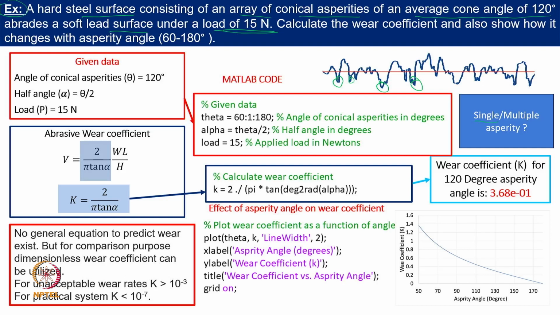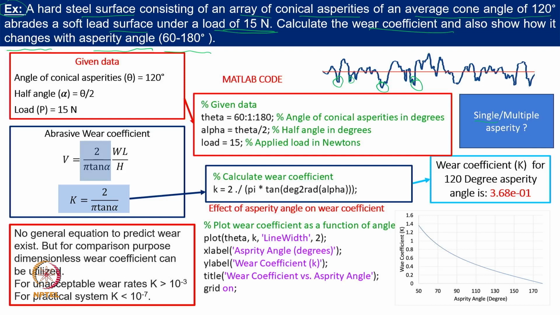So, for this example, to keep it simple, we are saying: calculate the wear coefficient and show how this coefficient k keeps changing when the asperity angle, or 2 alpha, the cone angle, is varying between 60 to 180 degrees. So, this is one of the numericals to understand what is really happening.